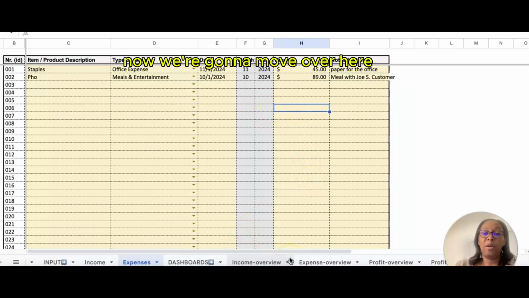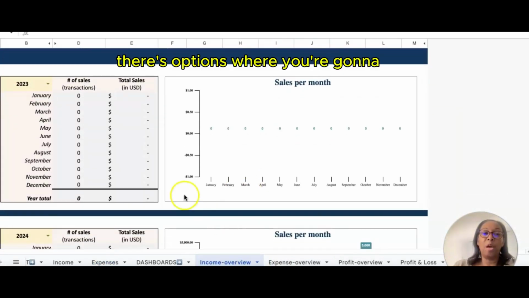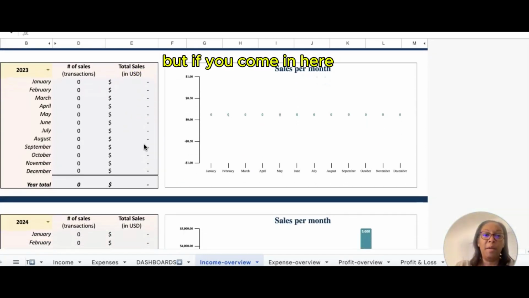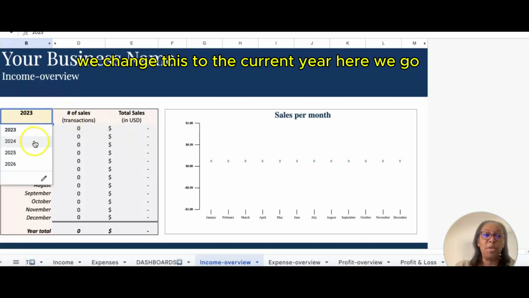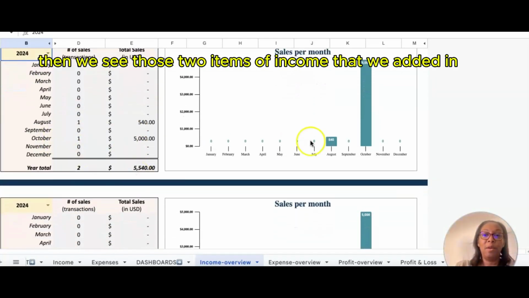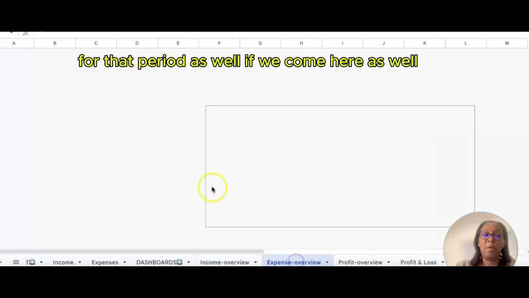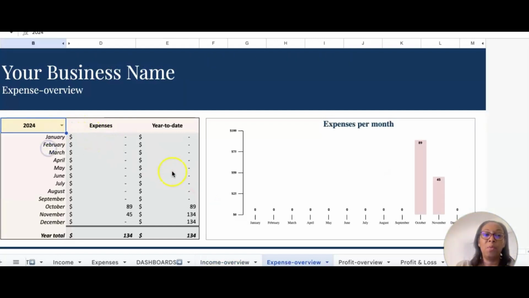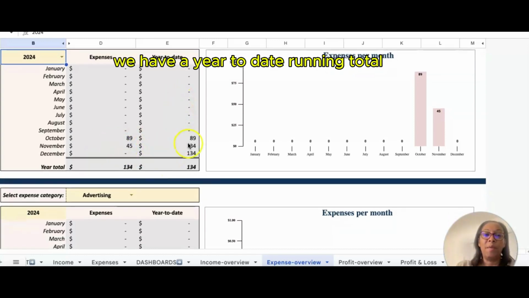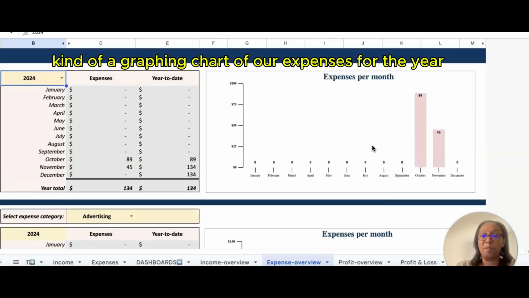Now we're going to move over here. This is where all the reporting comes in. And if we come to the income overview, there's options where you're going to, excuse me, personalize this section, but I didn't do it for the sake of time. But if you come in here, we change this to the current year. Here we go. Then we see those two items of income that we added in. We can also see a graphing chart for the sales for that period as well. If we come here as well, we change this to the current year. We can also see the two expenses we put in, the meal and the office supplies. We have a year-to-date running total, and we can see kind of a graphing chart of our expenses for the year.